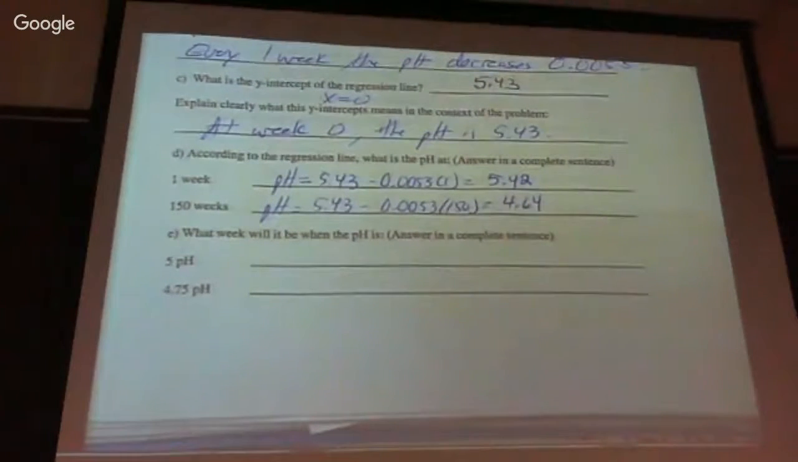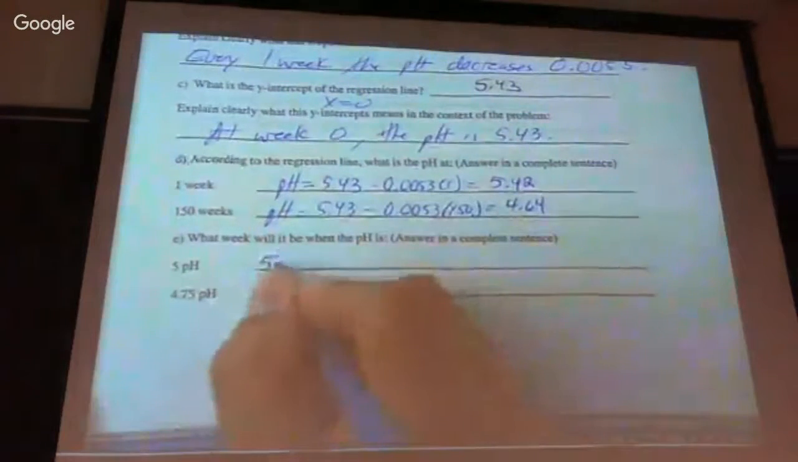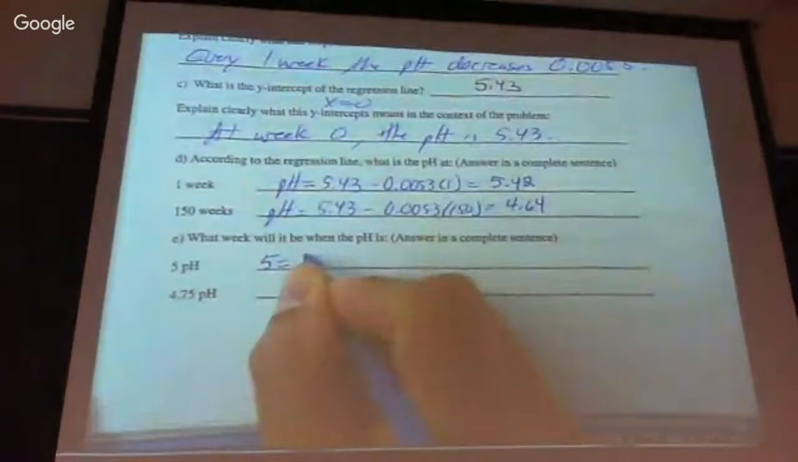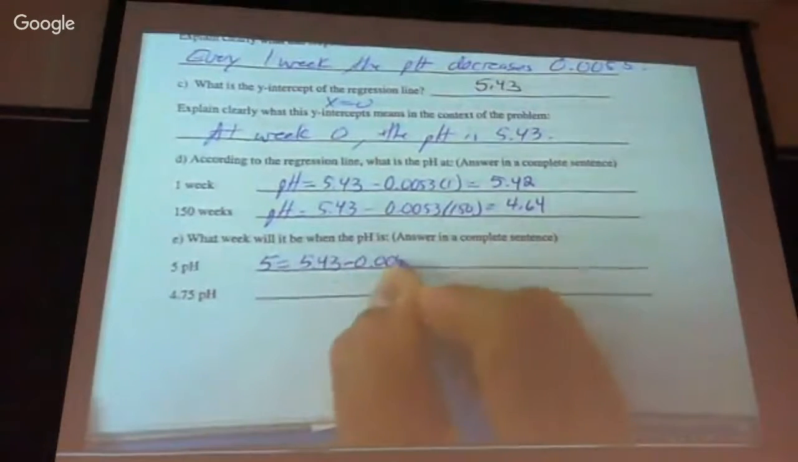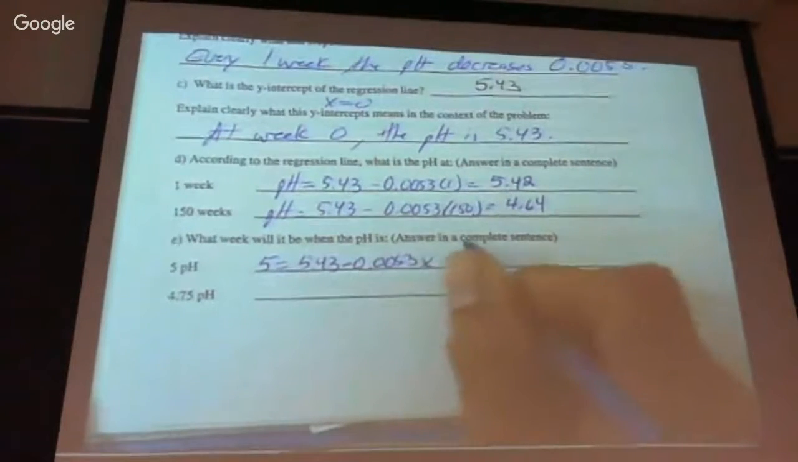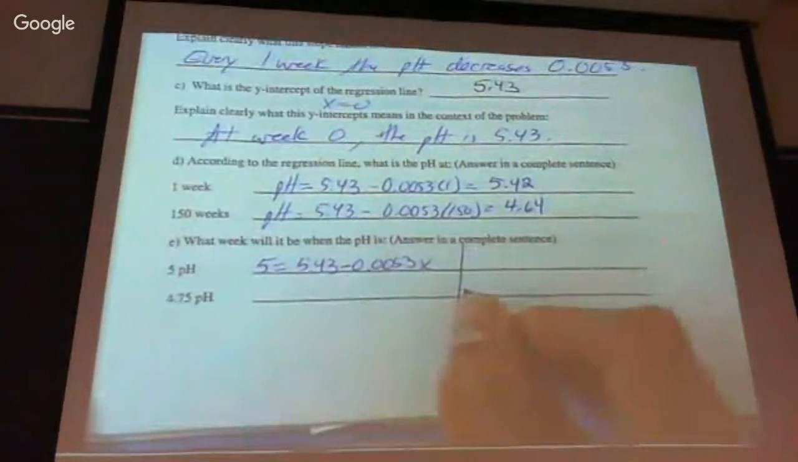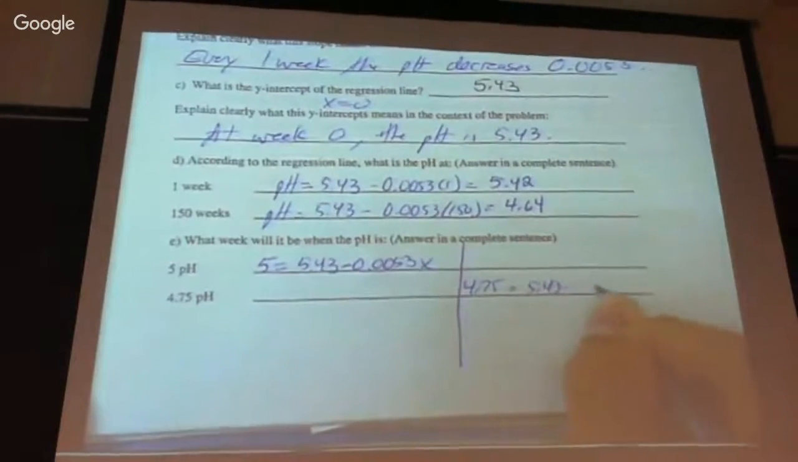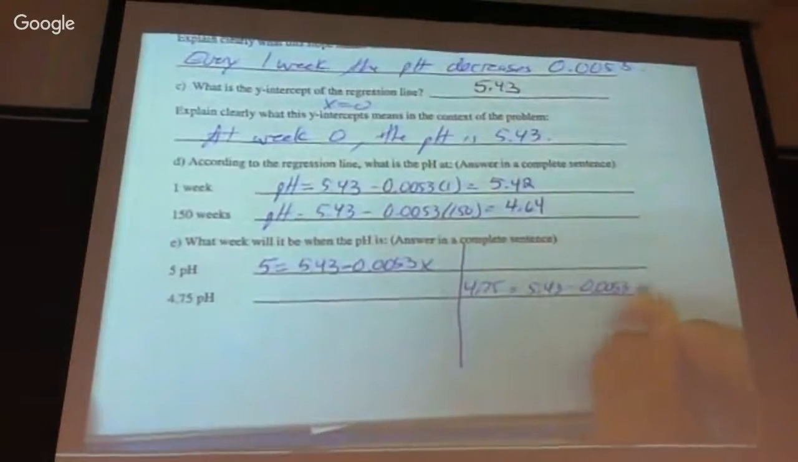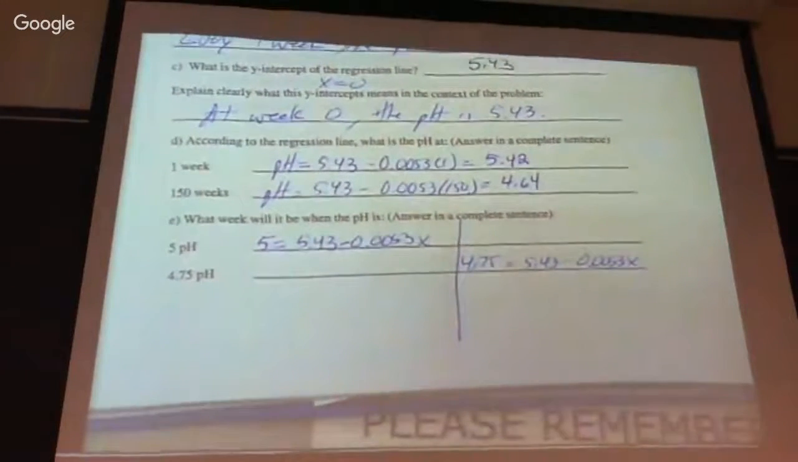Where's the pH going to go in for? Y. So if I have a pH of 5, it's 5 equals 5.43 minus 0.0053x. For 4.75, it's 4.75 equals 5.43 minus 0.0053x. Okay? I'm going to let you do the work, do the algebra and all that stuff, but I will give you the answer just to make sure it matches.